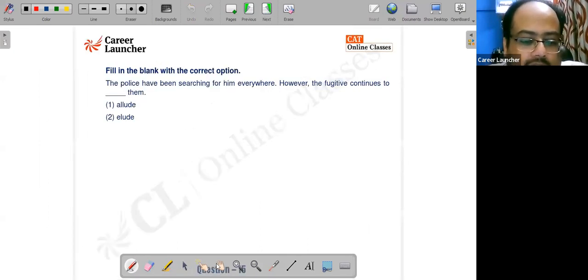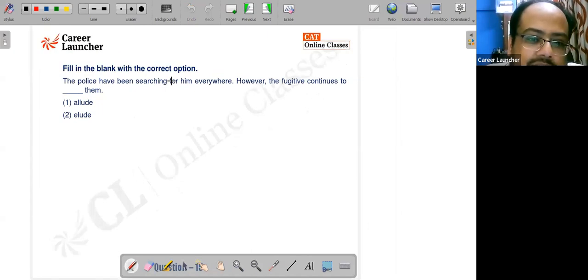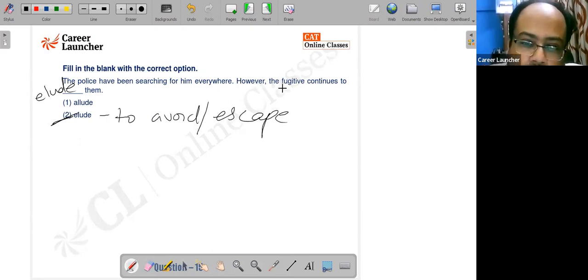Whereas in the next question, it says the police have been searching for him everywhere. However, the fugitive continues to elude them. Here it is the second option. Here it is elude. Elude, as I mentioned, was avoid or escape. So the fugitive, the person who has run away, continues to avoid them or escape them. So here it is the second option.